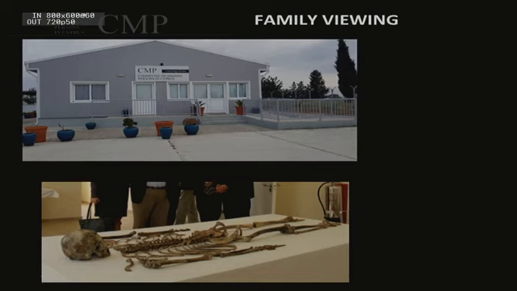And after identification, we have the family viewing. After identification, the coordinator informs the offices, and the offices with the psychologists inform the families. Families have the right to come and see the remains, and all the scientists are there to explain how we did this identification. Archaeologists start with the archaeological phase. Anthropologists explain the anthropological phase. Geneticists explain the genetic findings. And if they want, they can go and see the remains and the personal belongings as well.